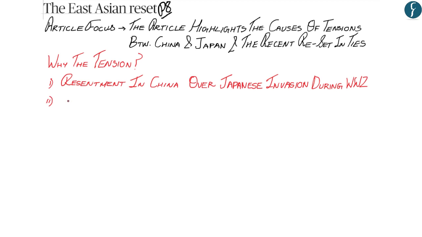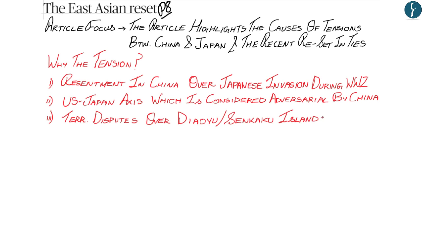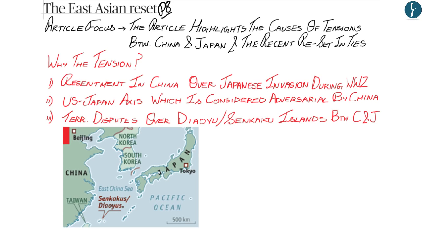The second reason is the US-Japan axis, which is considered adversarial by China, wherein China considers the relationship between the US and Japan, with the United States also having forces stationed in Japan, as being anti-China. The third reason is the territorial disputes between China and Japan over the Diaoyu or Senkaku Islands. If you take a look at this map, these islands are called Diaoyu in China and Senkaku by Japan. However, both terms mean the same islands, which are located between China and Japan in the East China Sea.